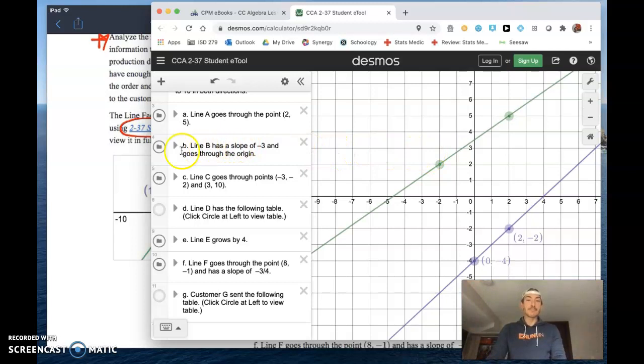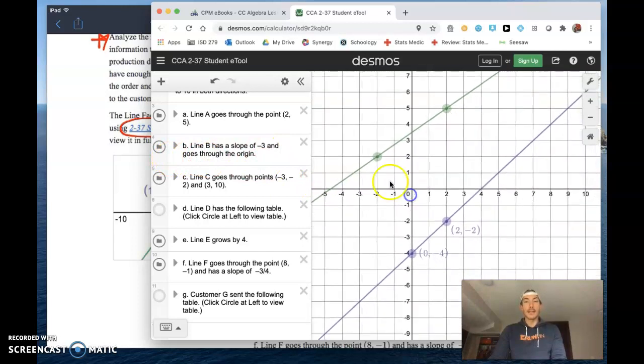Let's move on to B. Line B has a slope of -3, and it goes through the origin. Now this one I like because this one is really kind of manageable. The origin, remember folks, is (0, 0). There's one starting value, right? There's my y-intercept. And then it's got a slope of -3. So from there, I'm going to go down 1, 2, 3, and I'm going to go over 1.